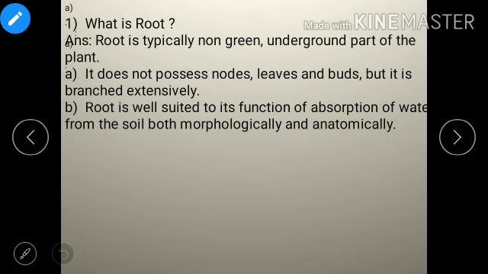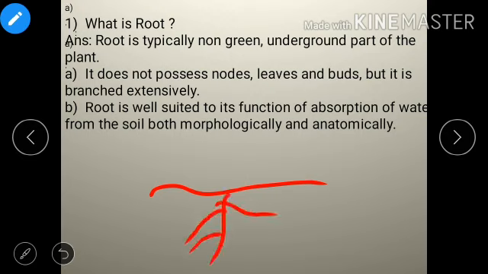Okay, next slide. First we will deal with the topic root. What is root? Root is typically the non-green underground part of the plant. Non-green. Can you see the root grows underground? And it is non-green, absent of green pigment, that is chlorophyll.